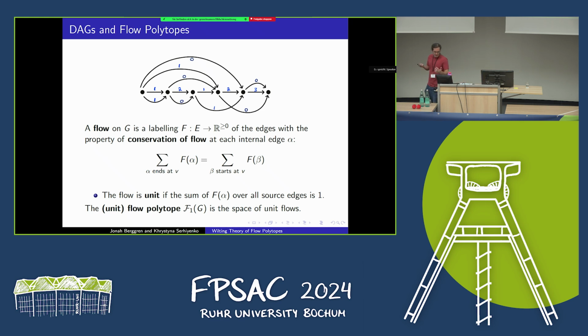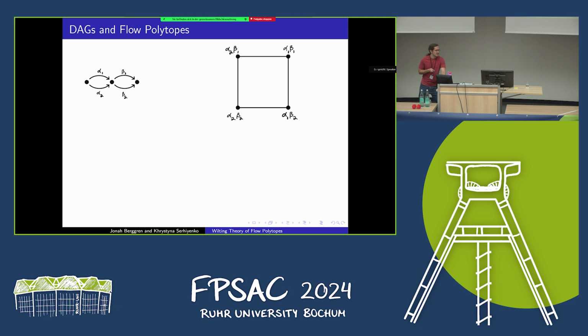The space of unit flows gives you a flow polytope. And, well, it's kind of hard to visualize based on what I just said, but the way that my brain visualizes it is using this lemma that says that the vertices of the flow polytope are really just indicator vectors of routes. So a route is a path from the source to the sink.